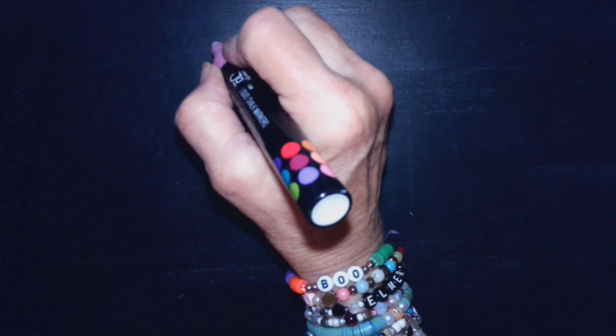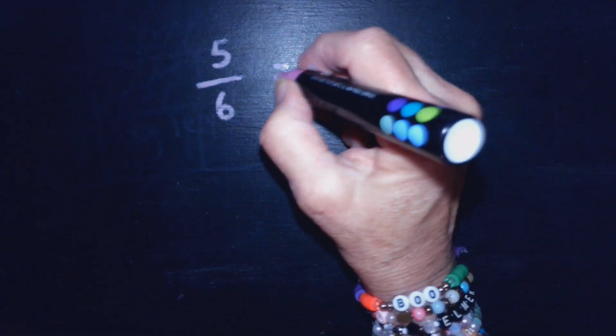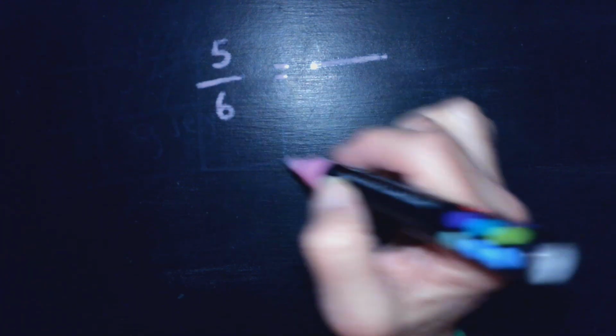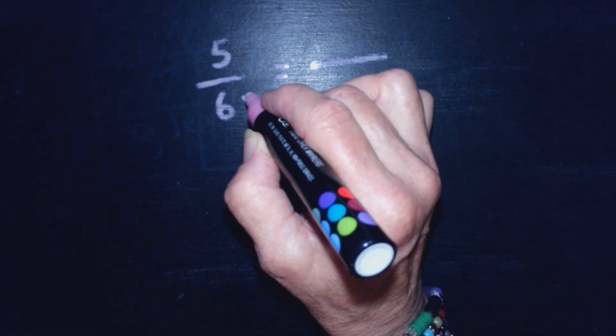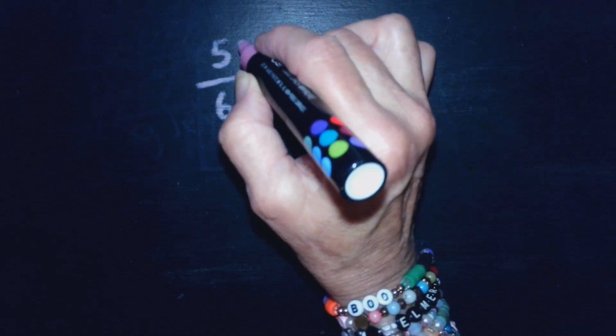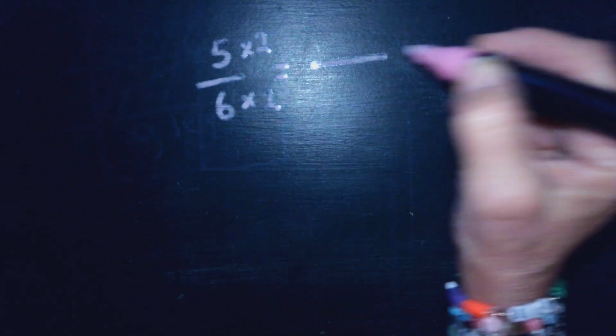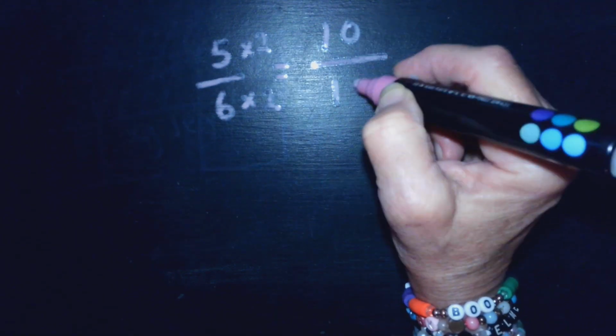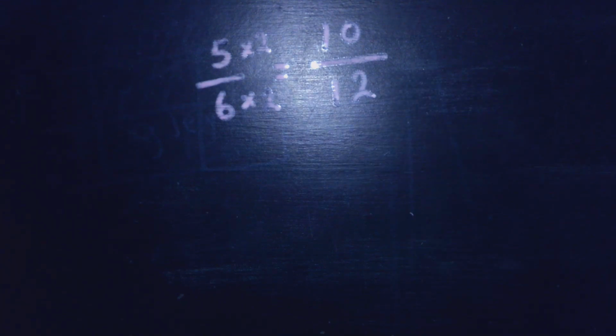So yesterday we talked about equivalent fractions. If I have the fraction 5/6, I can find a fraction that is equivalent to it by multiplying my numerator and my denominator by the same number. If I multiply my denominator by 2, then I'm going to multiply my numerator by 2, and I would get an equivalent fraction that would be 10/12.